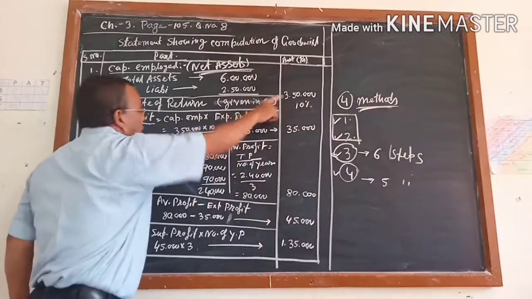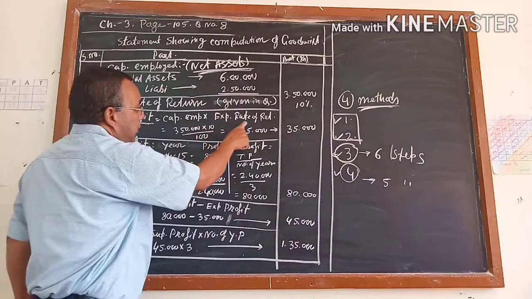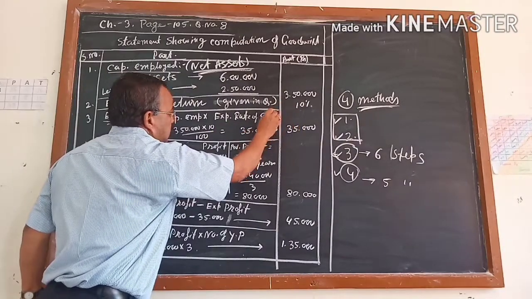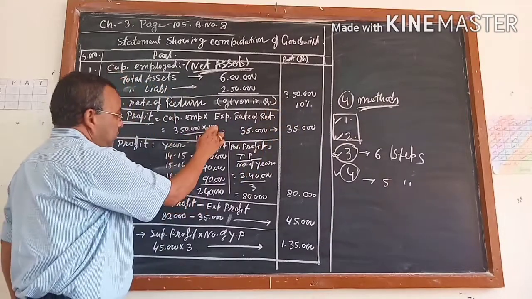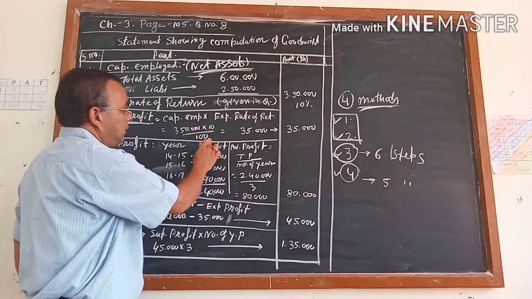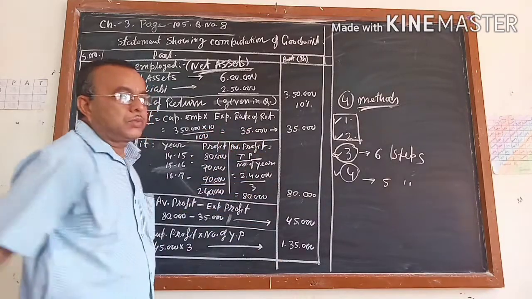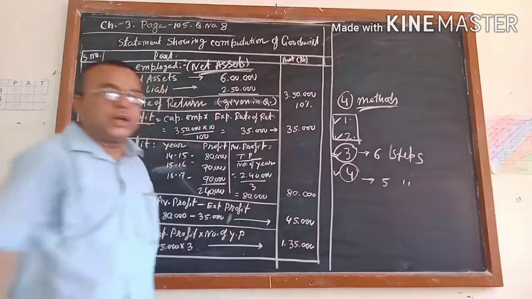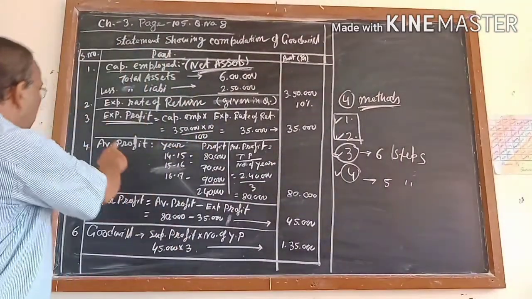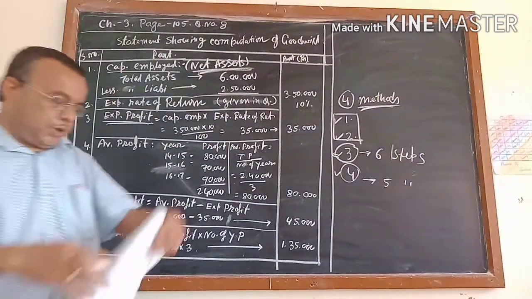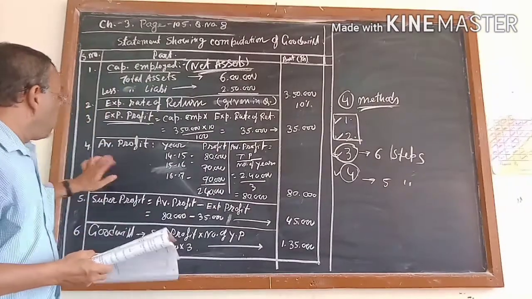Capital employed already you got 3 lakh 50, and expected rate of return is 10%. So 3 lakh 50 multiplied by 10 divided by 100 comes to 35,000. 35,000 is the answer for the third stage, which is called expected profit. Next is coming the fourth stage.